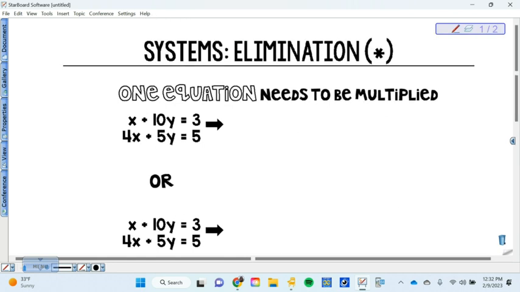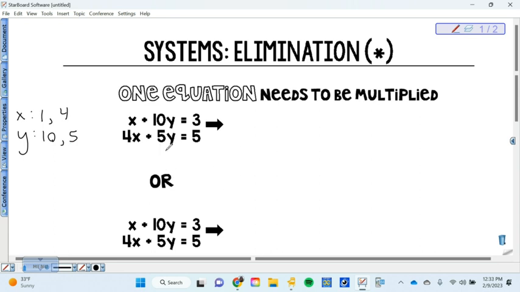Okay, so let's look at this one. This is a little easier because it's just one equation that needs to be multiplied. Let's start by just comparing our coefficients. What's the coefficients of the x's? Just 1 and 4. And what are the coefficients of y? 10 and 5. So again, are 1 and 4 going to cancel each other out? 10 and 5? So what do you think I'm going to need to do?